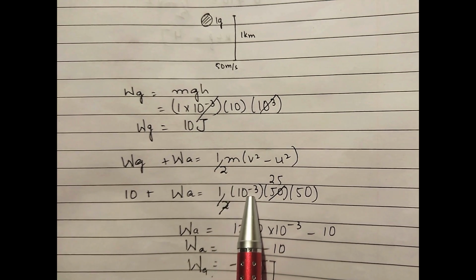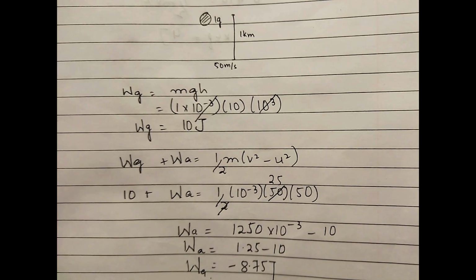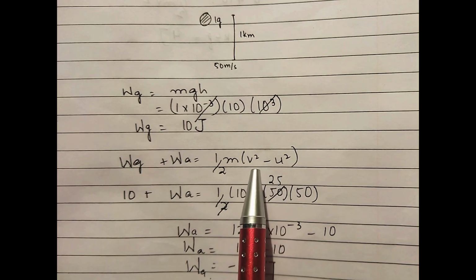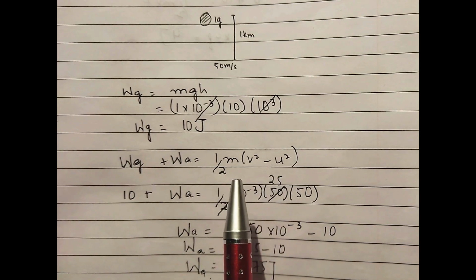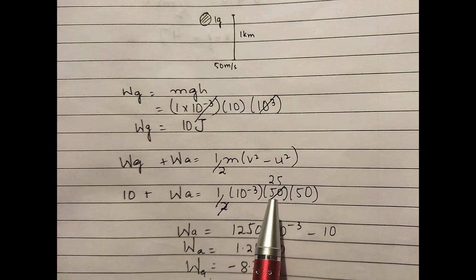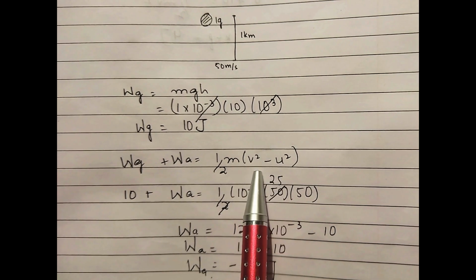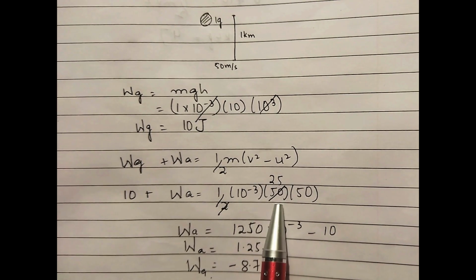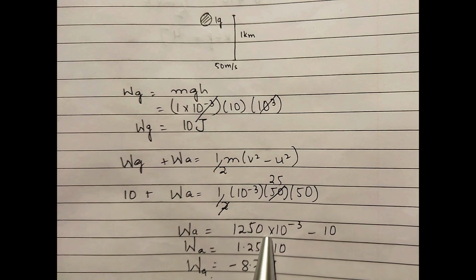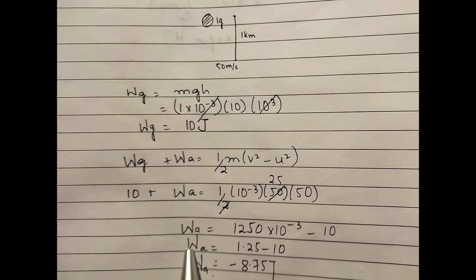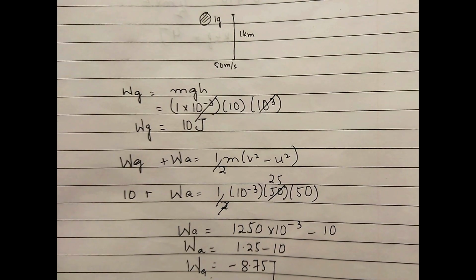Half, we know what m is, it's 10 raised to the power minus 3 kilograms because mass is given to us in grams, and we know that our initial velocity is 0, because the raindrop is just released from the height, and its final velocity is given to us in the question, 50 meter per second. So 50 into 50 because it's v square. Now, 2 1s are 2, 2 25s are 50. 25 into 50 is going to be 1250 multiplied by 10 to the power minus 3, minus 10, is going to give us the work done by the resistive force of air.